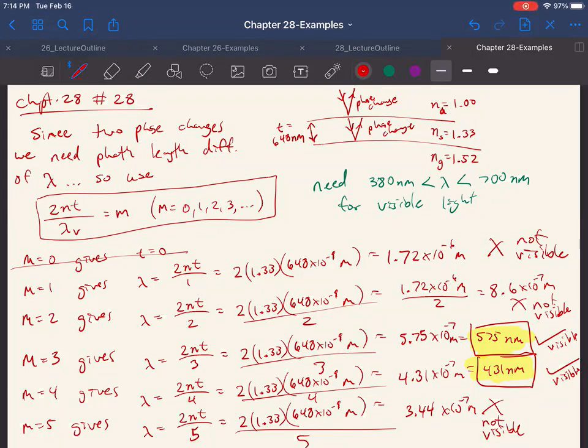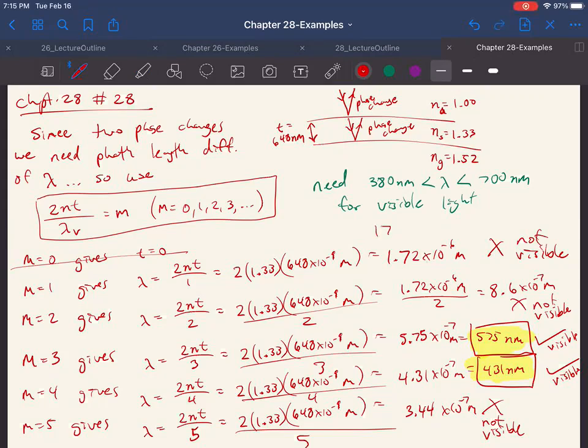So it's 2 times 1.33, which is the index of refraction of the soap right up there, and then times 648 nanometers, that's the thickness of the film. And so a nano means 10 to the negative 9. So that's 648 times 10 to the negative 9th meters. Type those in your calculator, hit enter, and you should get this answer right here. This answer is not inside the visible range, because this answer being at 10 to the negative 6, we'd have to move the decimal place 3 places to the right.